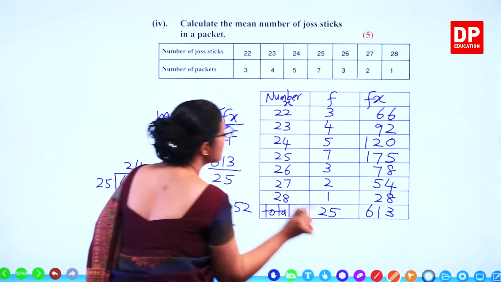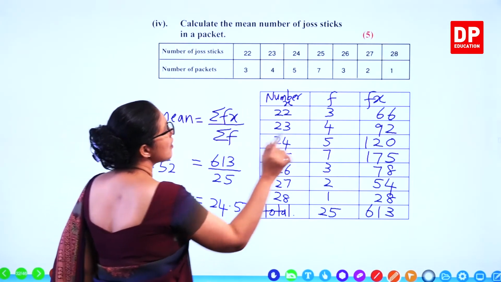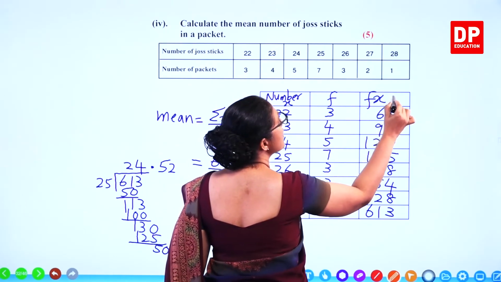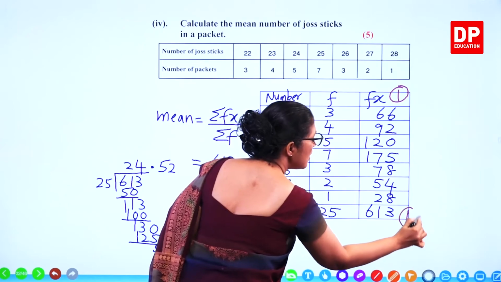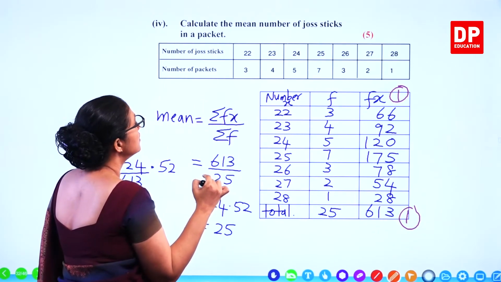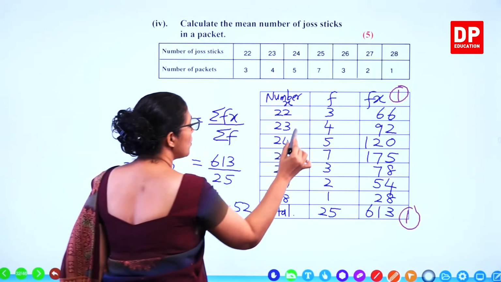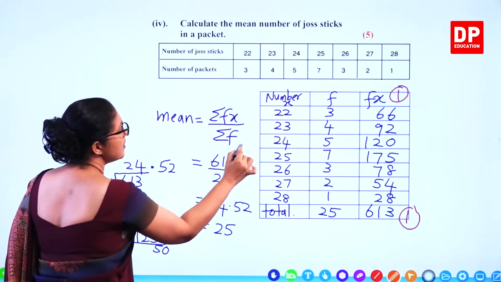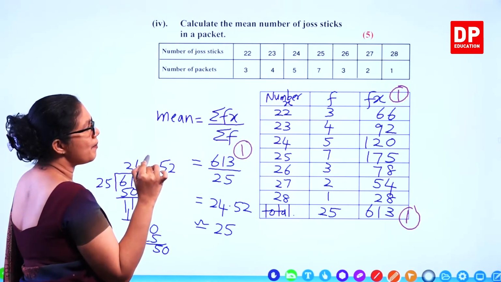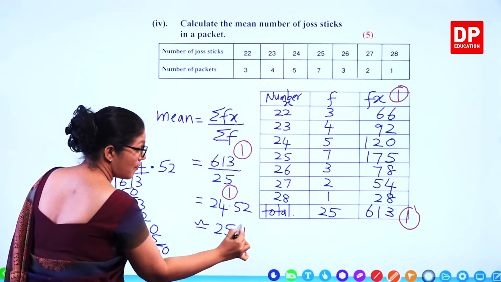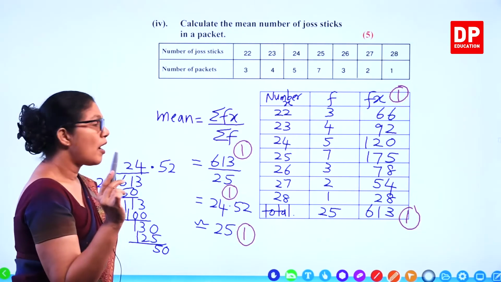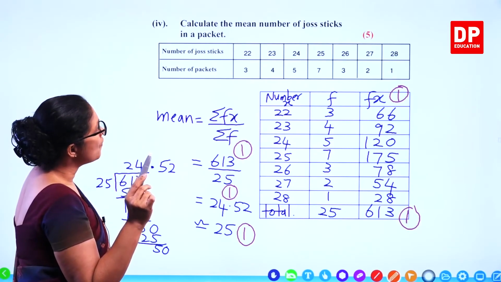How you get marks? Multiplying fx. F into x, that's 1 mark. And the total, 1 mark. Total here and divide using the formula 1 mark and finding this answer 1 mark and rounding, you are getting 1 mark. So 5 marks for that.